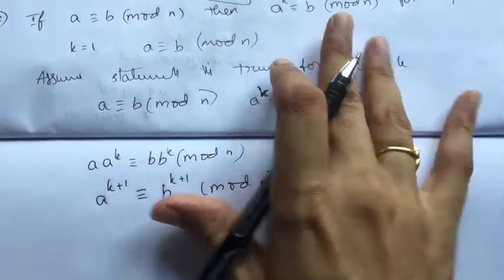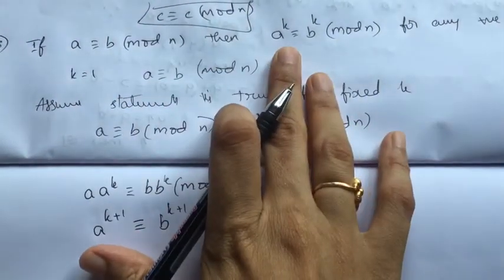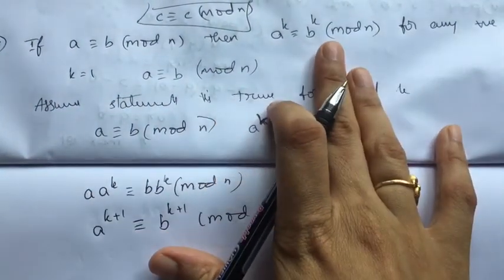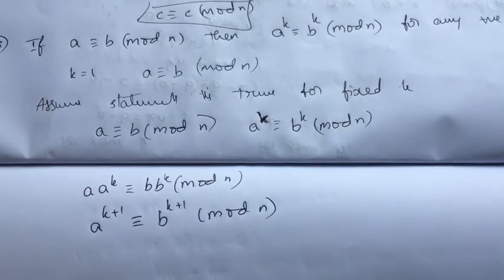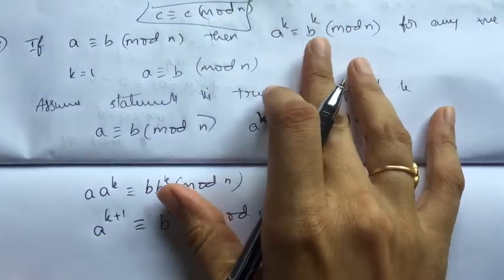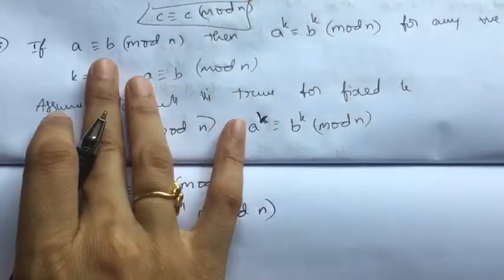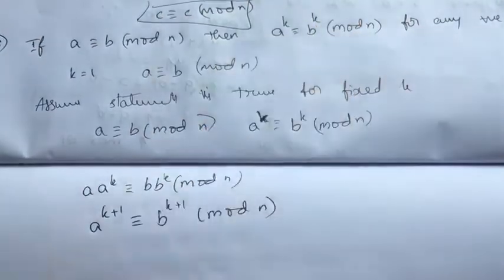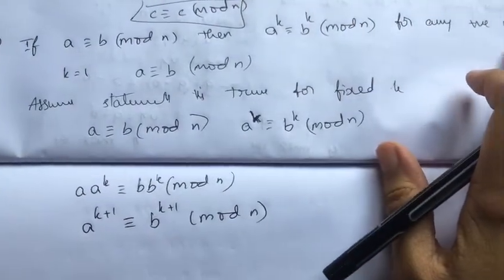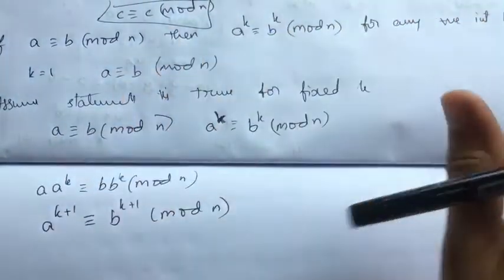Hence I can say that A is congruent to B mod n implies A power k is congruent to B power k mod n. But is the converse also true? Means if I have A power k is congruent to B power k mod n, is it necessary to say A is congruent to B mod n for any value of k? k may be square, something like that. Is it true? In fact, it is not.